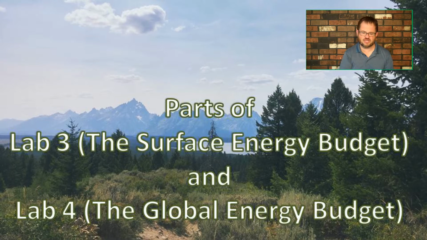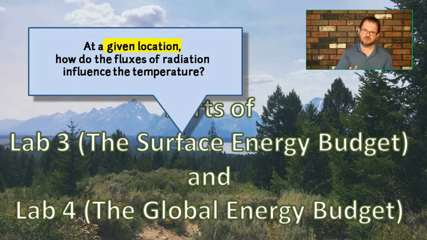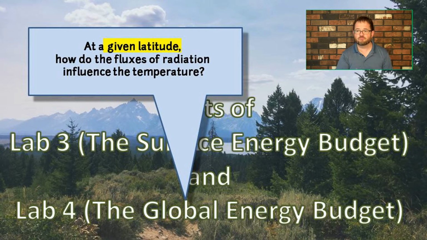Again, we're not doing every question in that lab because not every question is appropriate to our textbook and our curriculum. But that first part, which came from Lab 3, was saying at a particular location, in this case an ag research station in Botswana, how were the fluxes of radiation influencing the temperature? Now we're going to generalize that to a broader, climate scale. At a given latitude, like at the equator, or at 40 degrees north, the latitude of Omaha, how do the fluxes of radiation influence the temperature?